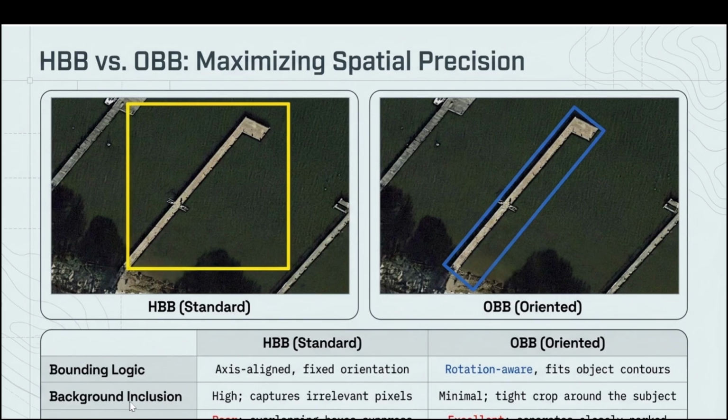If you check the background, there is a lot of water body. We find that it captures irrelevant pixels, this type of water. It also captures them for the HBB, but for the OBB it is a minimal and tight crop around the object. You can see it selects only the object when I apply the OBB, but for the HBB it also has a lot of other irrelevant water pixels. The OBB is a minimal and tight crop around the subject or feature.